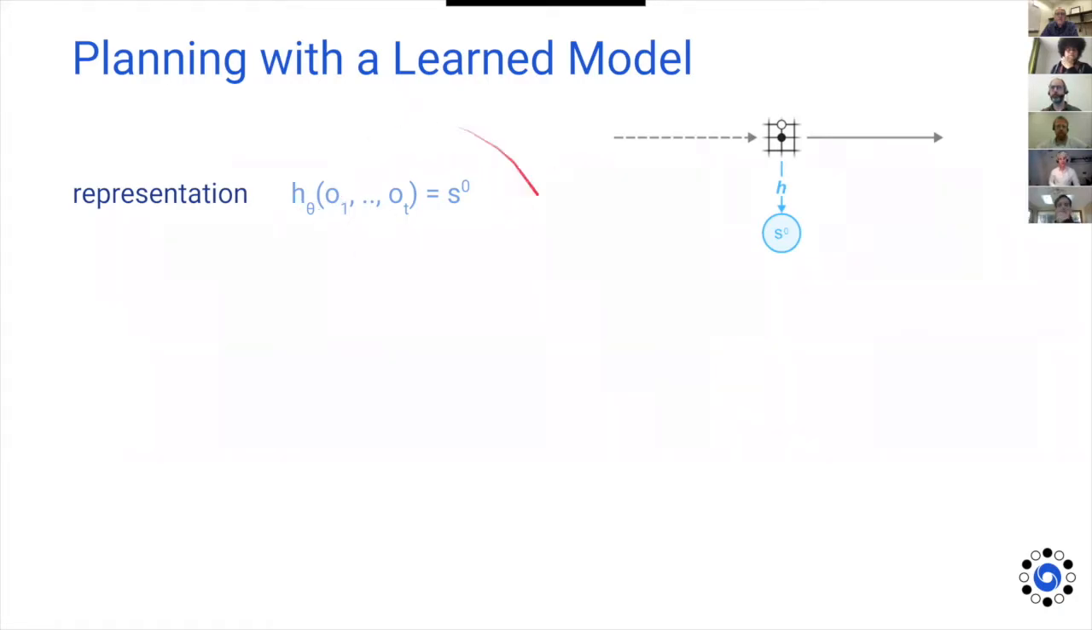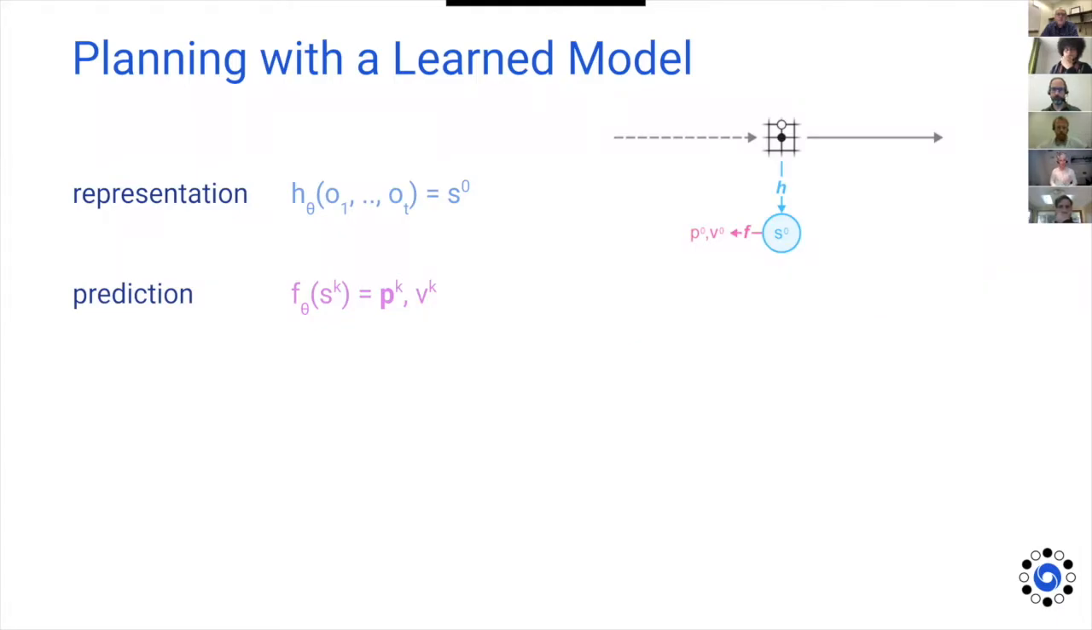So if we are in some state S, schematically represented by this Go board here, how would we be able to plan? Of course, we cannot rely on a simulator. So we have to start by mapping this state into some abstract state space, into some embedding space used by our neural network. We represent this as a representation function h that can map some sequence of observations to an embedding space. If we are in such an embedding space, then we can use this to make predictions. We can predict the policy and value estimate in this state.